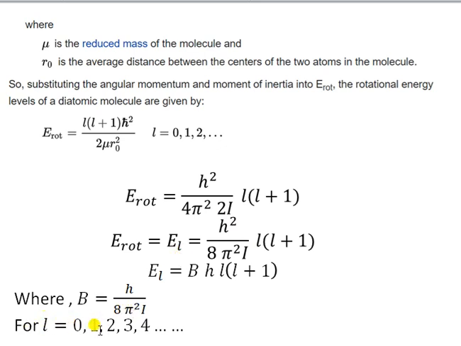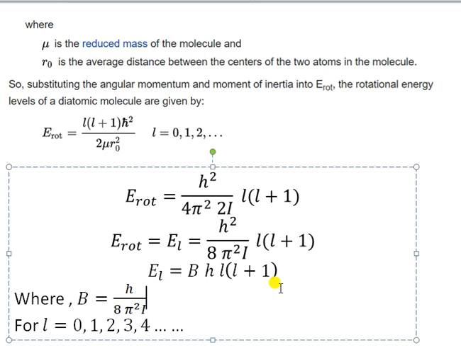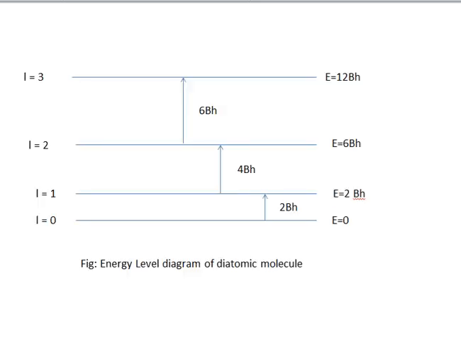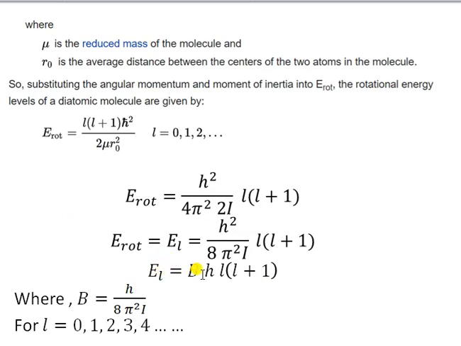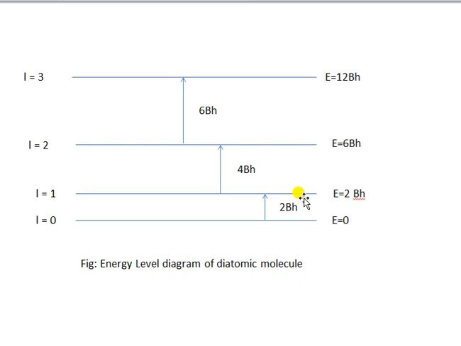Here the values are, we know about that. So if we do so, then this is the energy level diagram. The lowest level, if L is equal to 0, the energy should be 0, because the formula is E_L is equal to B L(L plus 1). If the value of L is 0, then obviously E_L is equal to 0. If we put L equal to 1, its value is 2B. Similarly, if we put L equal to 2, we will get 6B.